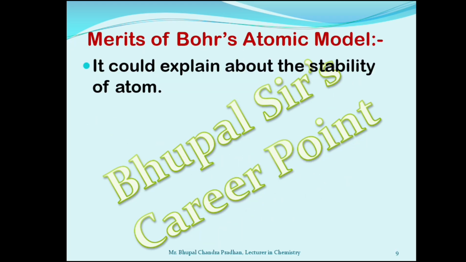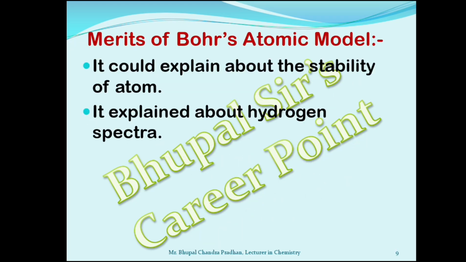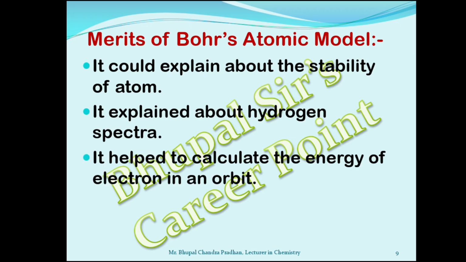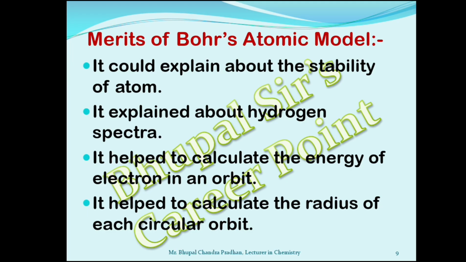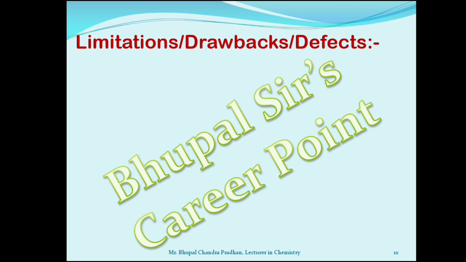Merits of Bohr's atomic model: it could explain the stability of the atom, it explained the hydrogen spectra, it helped to calculate the energy of an electron in an orbit, and it helped to calculate the radius of each circular orbit. Now the limitations, drawbacks or defects.